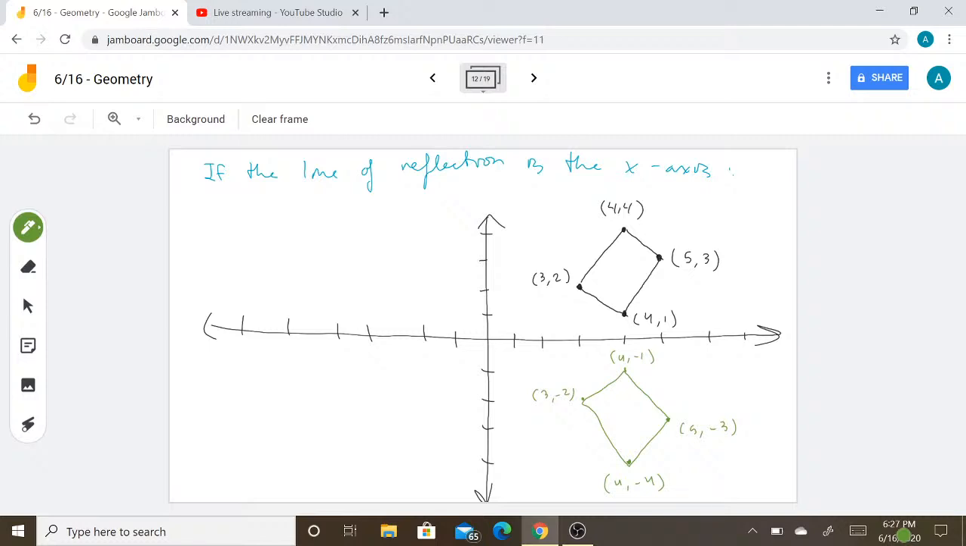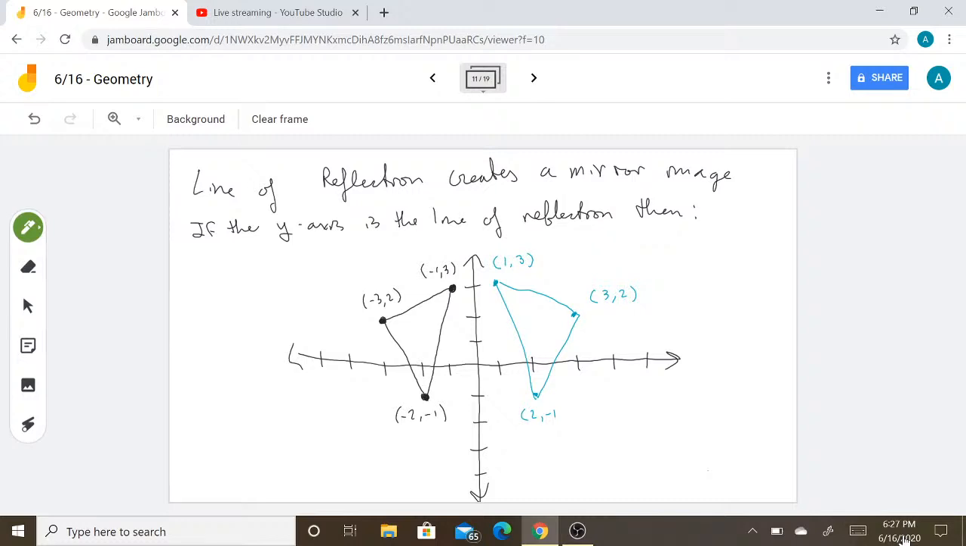So you might have noticed some patterns while we were doing these reflections. In this reflection specifically about the y-axis, if we compare each corresponding point, negative 1 comma 3 corresponds with 1 comma 3, and the only difference the two have is the sign change in front of the x coordinate. And if you look at the next pair of corresponding points, negative 3 comma 2 and 3 comma 2, you can see the same thing. The only thing that's different is the sign in front of the first number of the ordered pair.